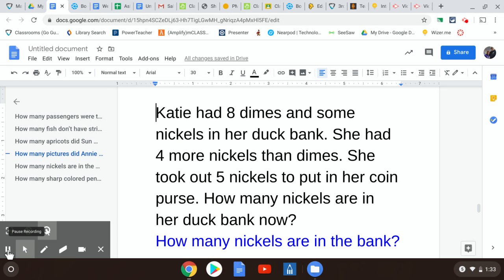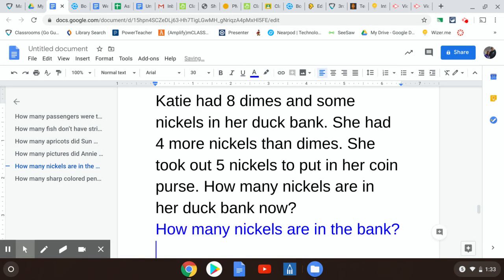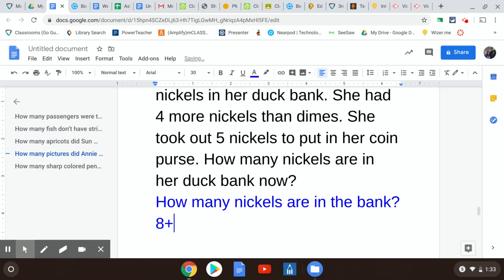So my first step problem is going to be, how many nickels are in the bank? So it says she has 8 dimes, but then she has 4 more nickels. So you have to add those together, and when you add 8 plus 4, you get 12. Okay, and then it says she took out 5 of those nickels. So then you have to subtract 5 from 12. And when you subtract 5 from 12, you get 7 nickels.